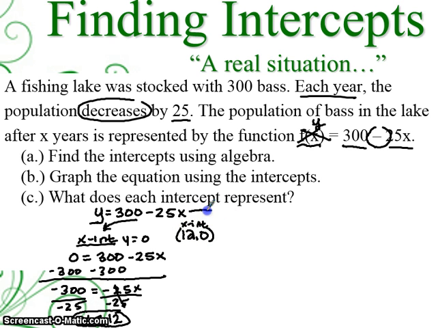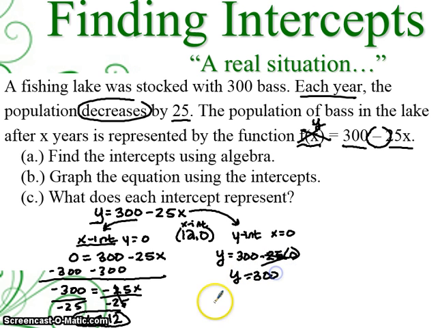Now we're going to do the same thing, but we're going to do it for the y-intercept. For the y-intercept, we know x is 0, so we're going to substitute 0 for x. So we have y equals 300 minus 25 times 0. Well, 25 times 0 is just 0, so we have y equals 300. So our y-intercept is the point 0, 300.